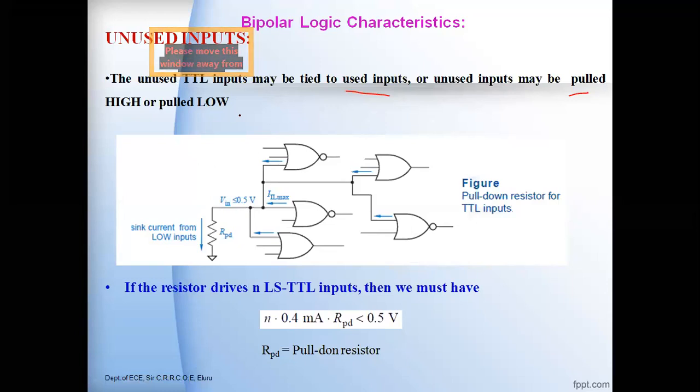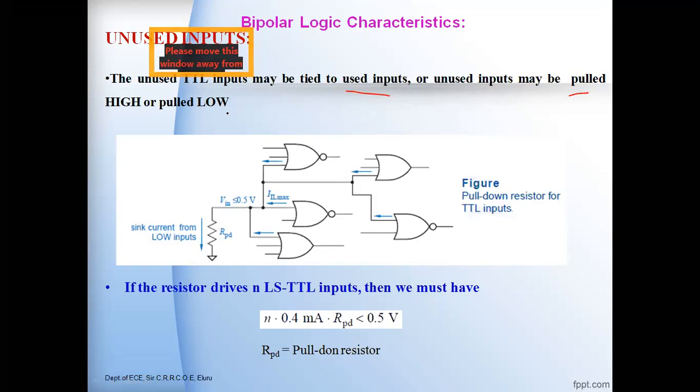So here, the unused inputs in TTL logic may be tied to used pins. You can tie them to some other used input, or you may connect a pull-up resistor or a pull-down resistor to VCC and ground respectively. That again depends on the requirement of the logic function.